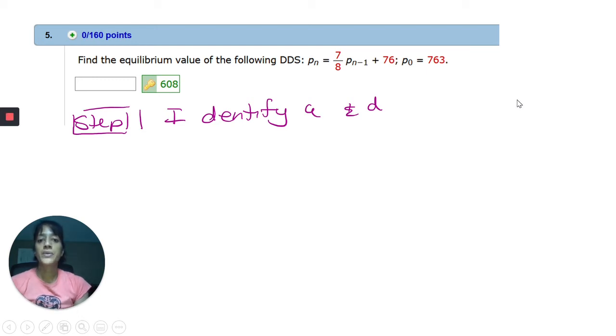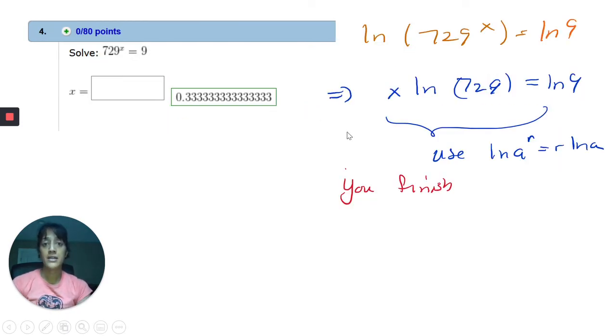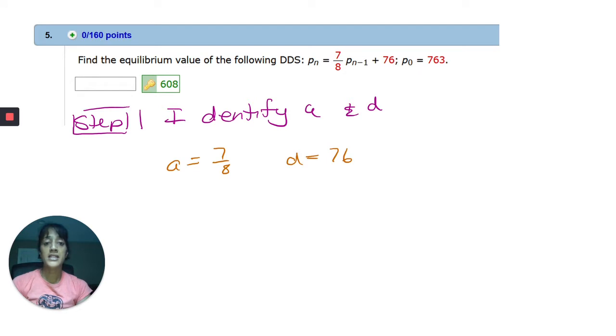All right, so what do we do here? This is a linear, one-dimensional, discrete dynamical system. The first step is to identify A and D. So A is 7/8 in this case, and D is 76.